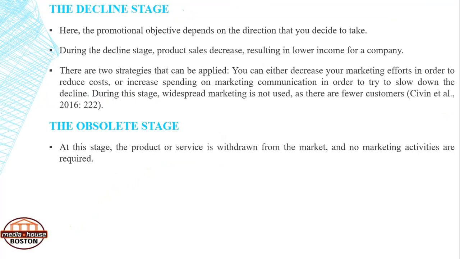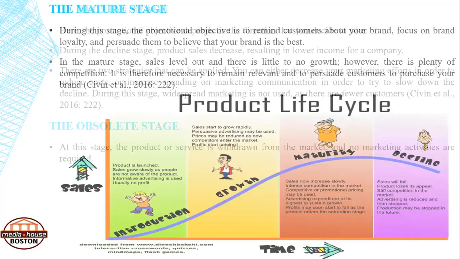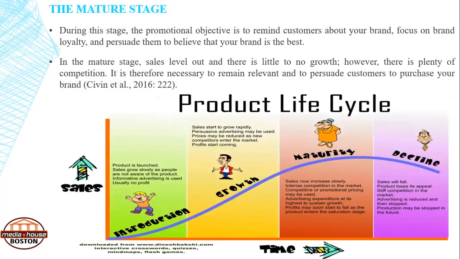The decline stage, here the promotional objective depends on the direction that you've decided to take. During the decline stage, product sales decrease, resulting in lower income for your company. Then the obsolete stage. At this stage, the product or service is withdrawn from the market and no marketing activities are required.